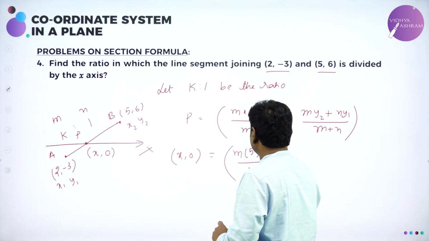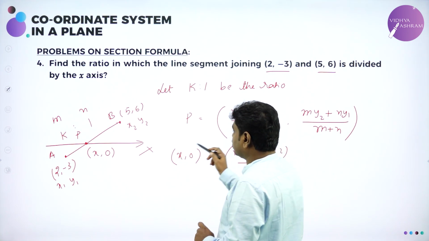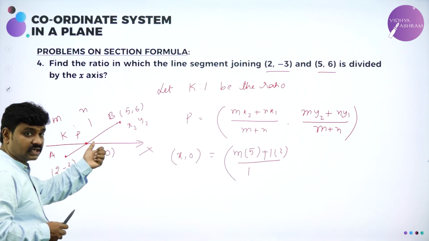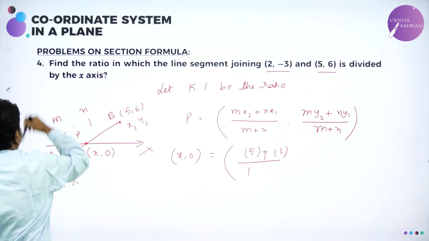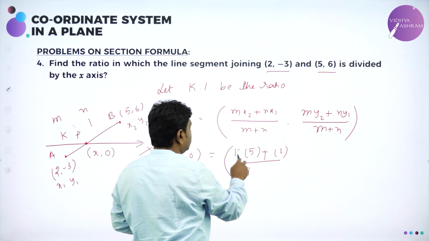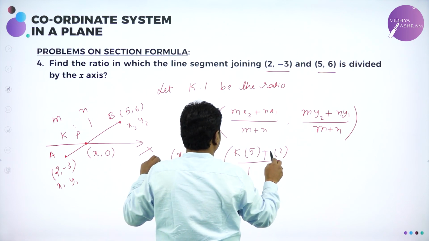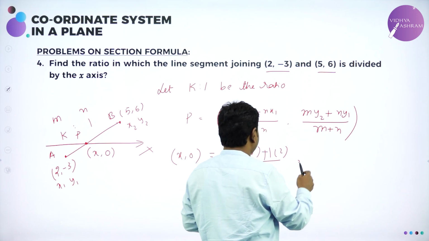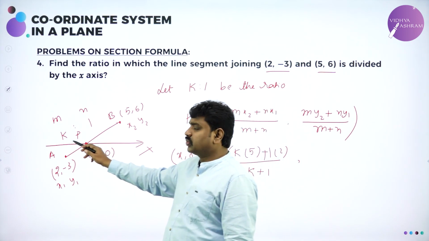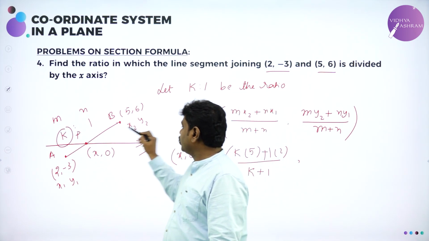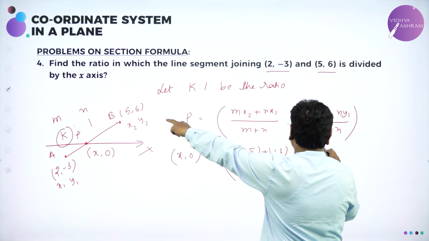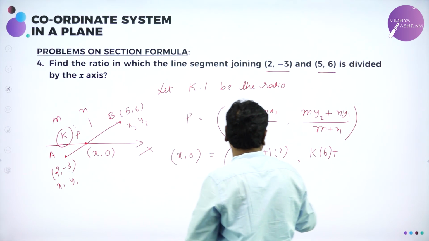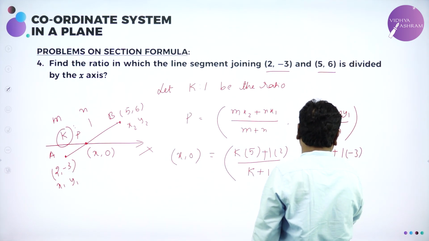What is m plus n? Please substitute for m and n also. What is m? k. What is n? 1. So in place of m and n, I'll write k into 5 plus 1 into 2, divided by k plus 1. The y coordinate also: m is k, into y2 which is 6, k into 6 plus 1 into y1, that is 1 into -3, divided by k plus 1.